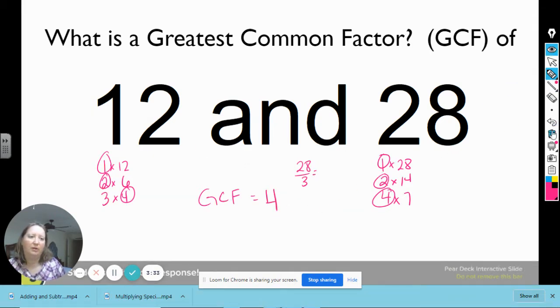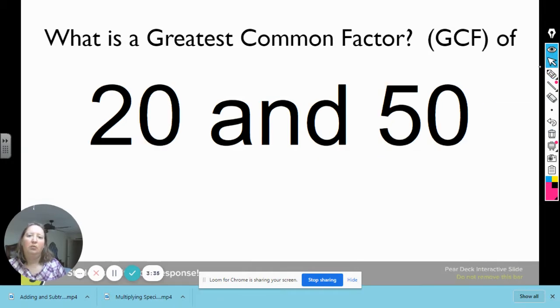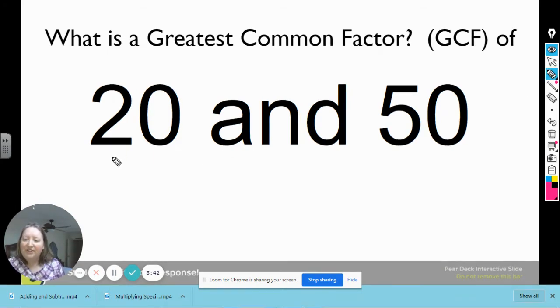Okay, so you understand what we're doing here. What about between 20 and 50? So again, you're looking for the largest number that they both have as a factor. So write your little list of factors. We got 1 and 20. We got 2 and 10. Notice how I just start dividing by 1, by 2, by 3. 3's not going to work. What about 4? Yep, 4 works. 4 and 5, and then 5 and 4. Okay, so now when it starts to turn around, when the next number I'm going to divide is already on this side of the list, I know that I've got them all.